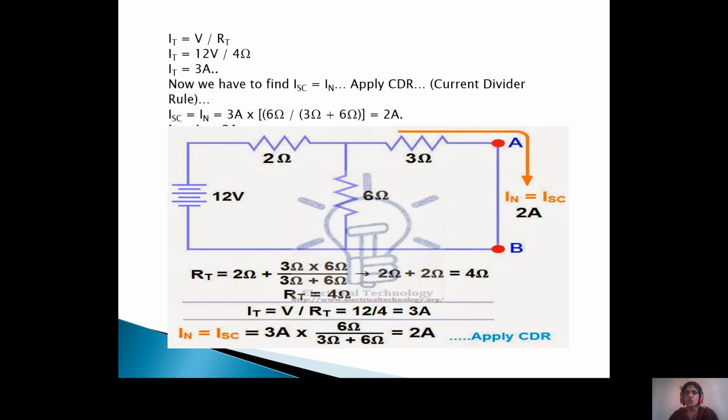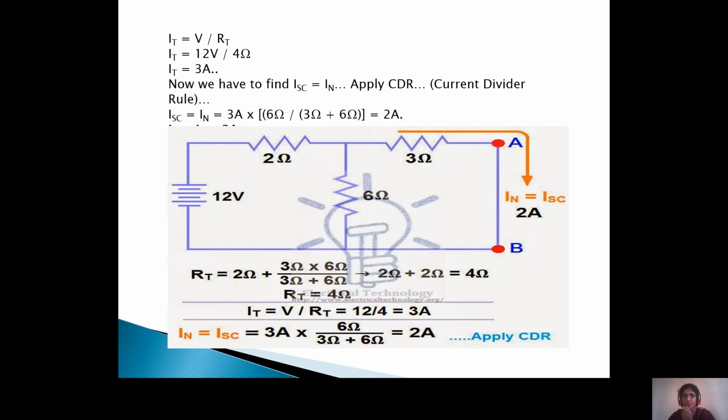3 amps. So now you have to find ISC, that is equal to IN, due to the current division rule. So the total current into, what is the total current? 3 amps into, what is the opposite resistance of this? 6. 6 by 3 plus 6, that is equal to 2 amps. 2 amps. This is the short circuit current. Short circuit current.